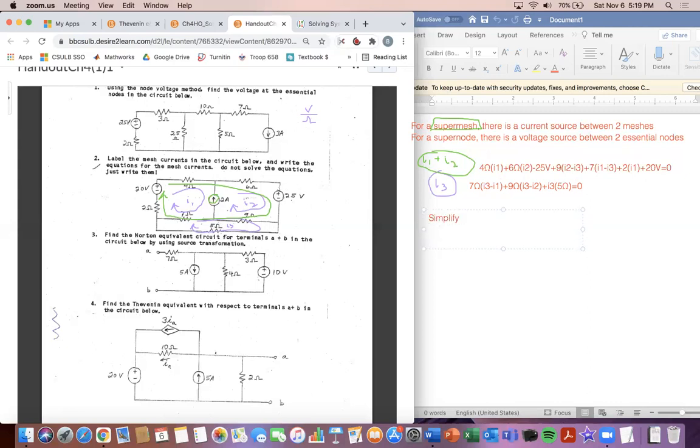Yo, my bad, Brian. I remember the professor telling us, for I1, you see that 20 volt source? Because it's going directly into the negative terminal first, we do minus 20, and for the 25, we do plus 25. Or did I get that confused?